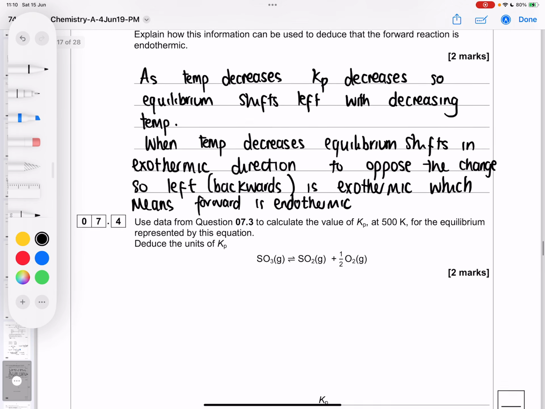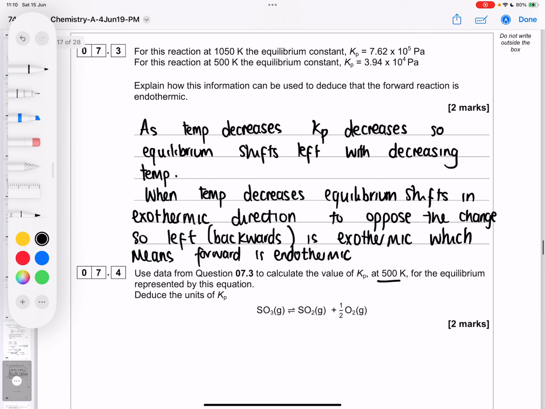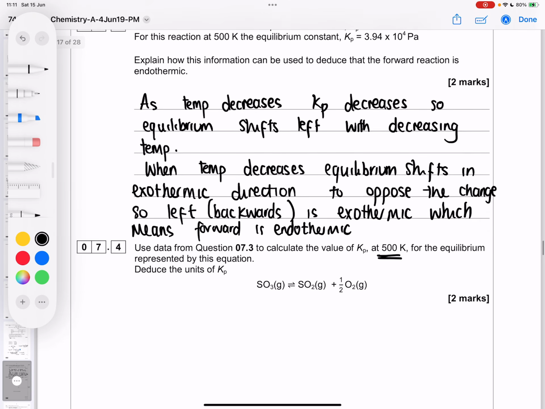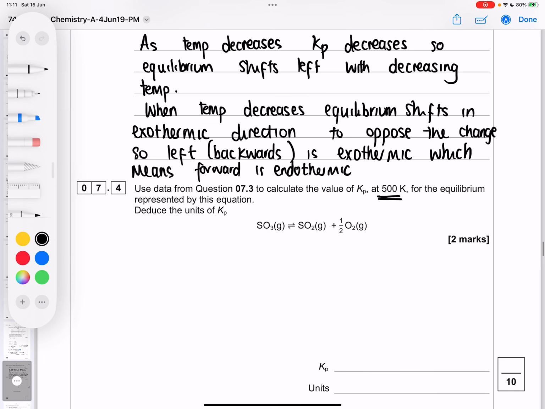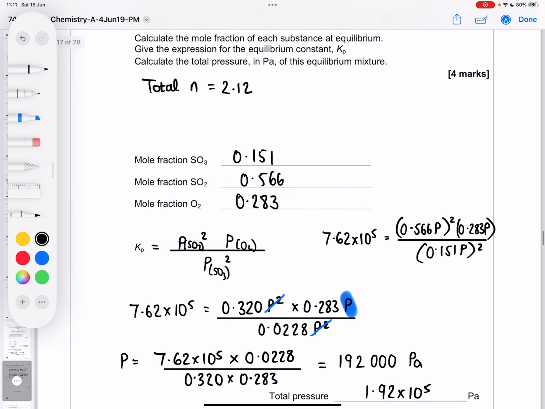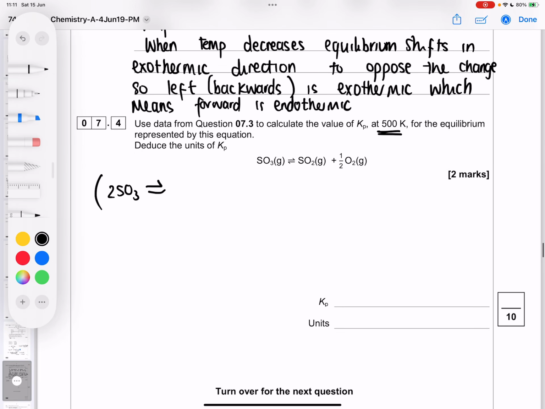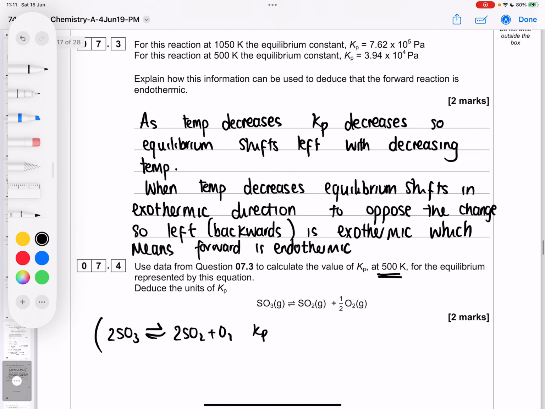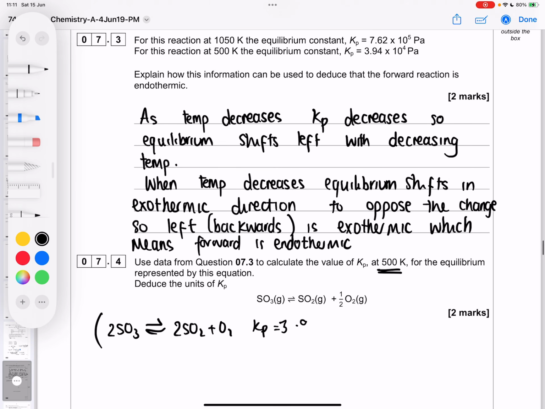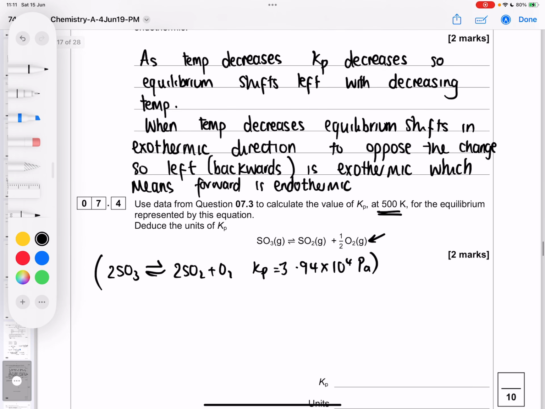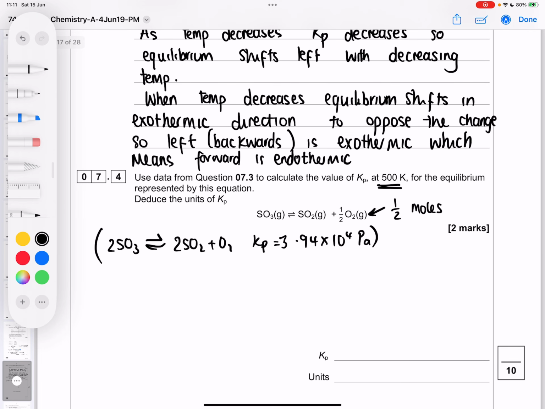Use data from 7.3 to calculate Kp at 500 for this equation. Now, let's just remind ourselves that this was for the equation right back here, 2SO3 in equilibrium with 2SO2 and O2, which had a Kp at 500 of 3.94 times 10 to the 4 pascals. What we've got here is not the reverse, it's just half the moles of what we had originally.